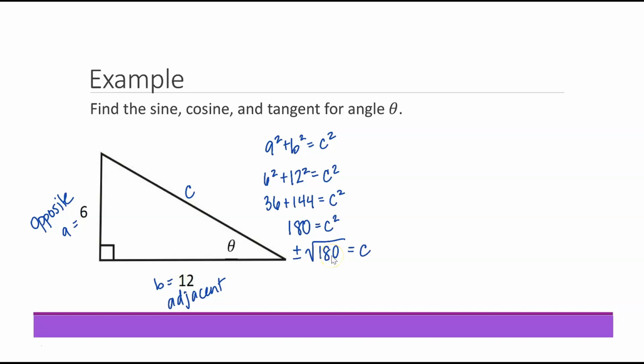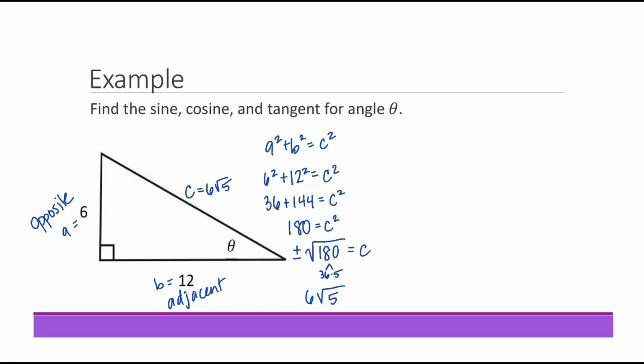So we can either take this in steps or do it all at once depending on what we see. So if we recognize that 180 is actually 36 times 5, then we can rewrite this as 6 radical 5 as the value of c that I'm looking for. If not, I would have had to take a little bit of a longer route.